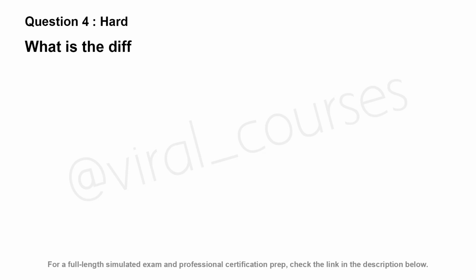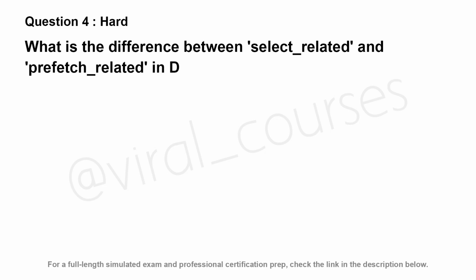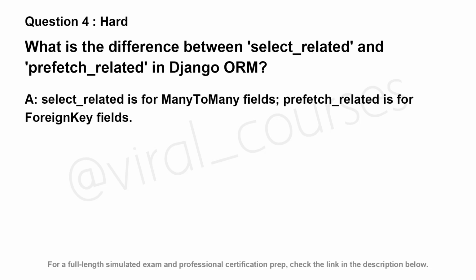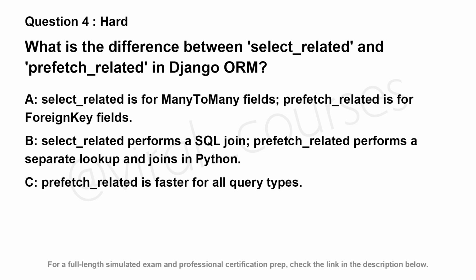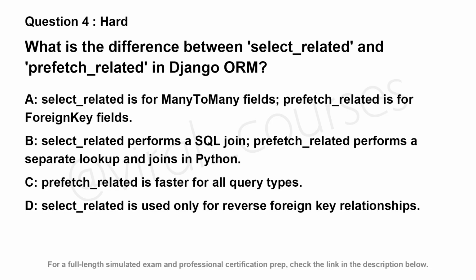What is the difference between select_related and prefetch_related in Django ORM? Option A, select_related is for many-to-many fields. Prefetch_related is for foreign key fields. Option B, select_related performs a SQL join. Prefetch_related performs a separate lookup and joins in Python. Option C, prefetch_related is faster for all query types. Option D, select_related is used only for reverse foreign key relationships.